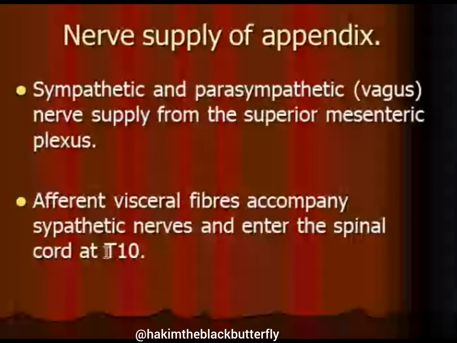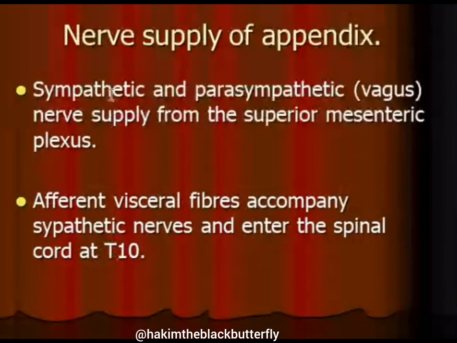Now, T10 segment of the spinal cord, that is also where the skin around the umbilicus gets its supply from. The skin around your umbilicus gets its sensory supply from T10 segment of the spinal cord. When you touch your umbilicus and you get those sensations, they are coming from T10 segment of the spinal cord. At the same time, the sympathetic supply to the appendix is also coming from T10 segment of the spinal cord.